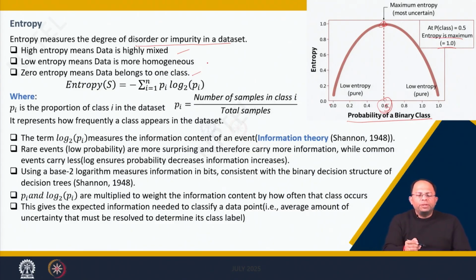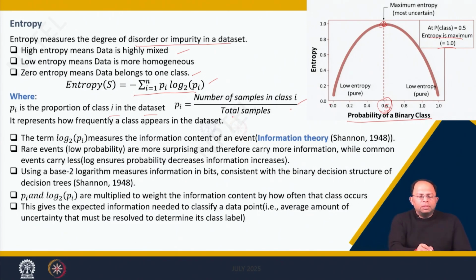Now entropy is measured using this formula: entropy S equals minus summation i equals 1 to n of pi into log to the base 2 of pi. Now pi is the number of samples in class i divided by total samples. So pi is the proportion of class i in the data set. So this is a very easy way to calculate entropy. We multiply the proportion with its log to the base 2. So it represents how frequently a class appears in the data set.